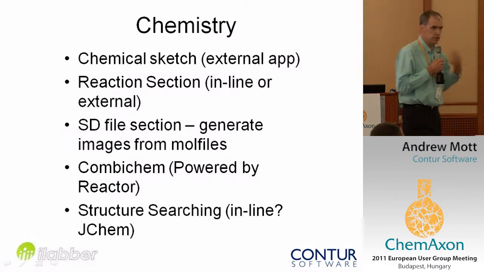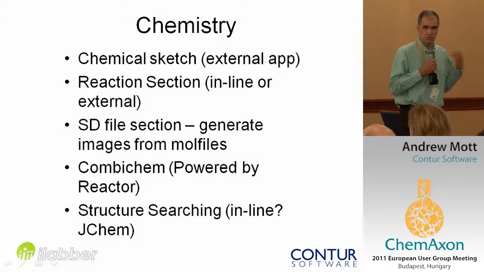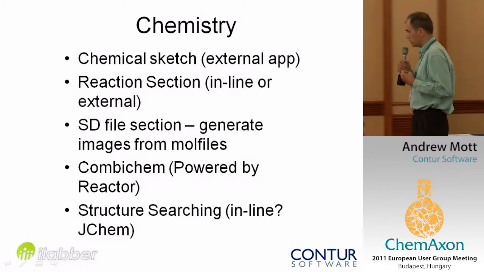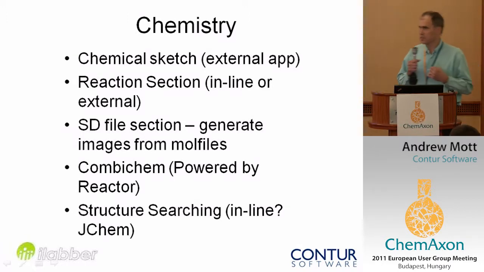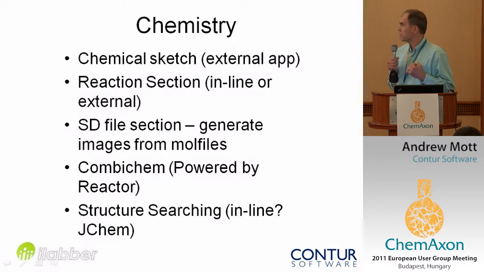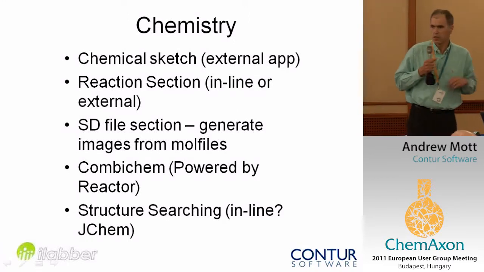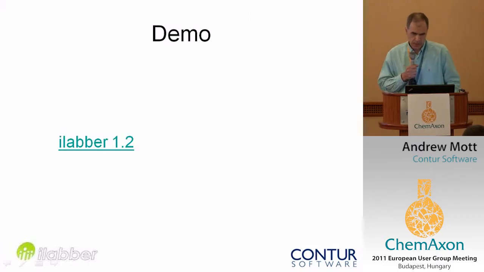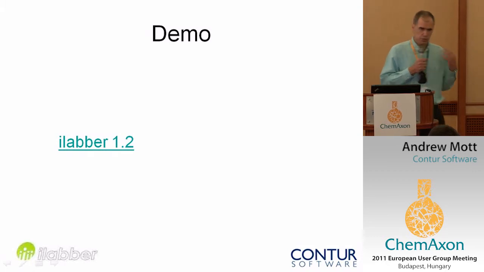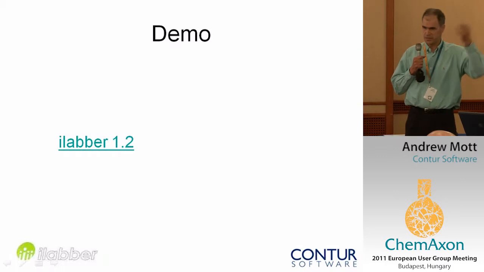We can also import SD files into experiments, so we need to generate those structures into images really quickly. We need to work out how to do that. We have combinatorial chemistry, parallel chemistry in our ELN, powered by Reactor from ChemAxon. How do we do that? And then the structure searching. There we don't really need fancy chemical structures. We can just quick and dirty draw a structure inline and run the search. If you want to see what iLabber looks like, web-based or the thick client, we can go outside and see it.